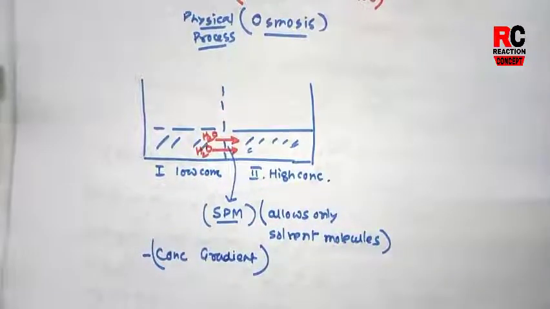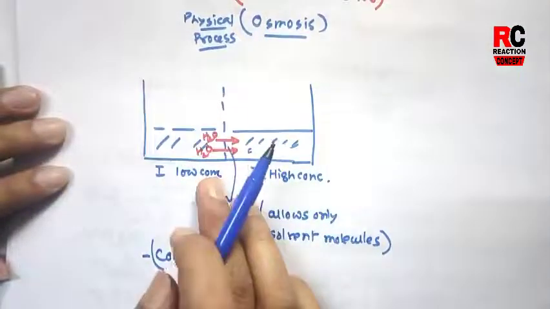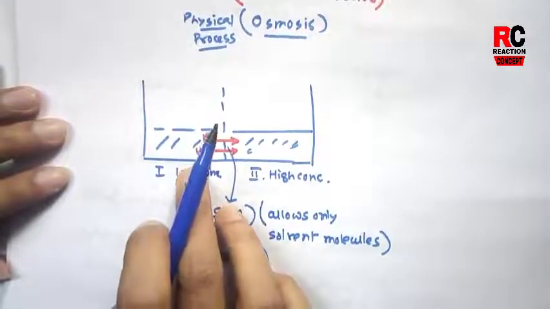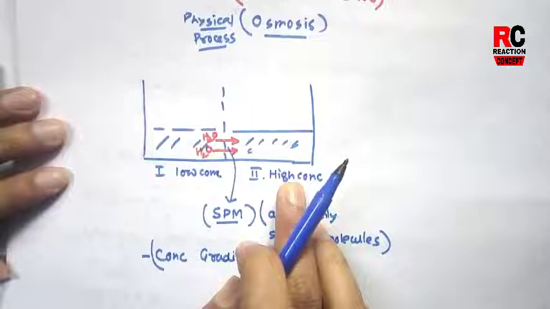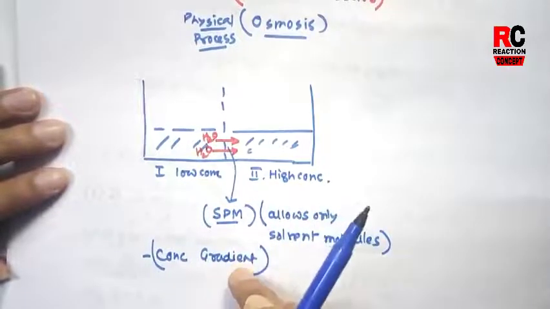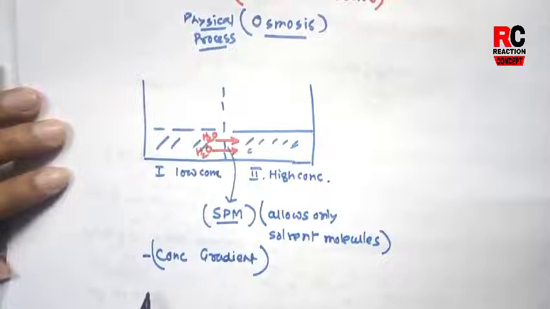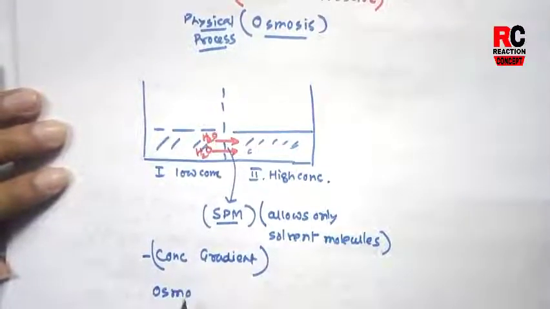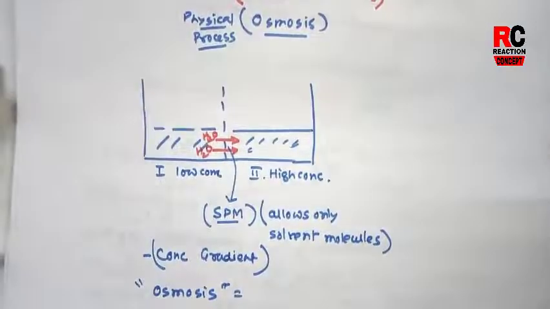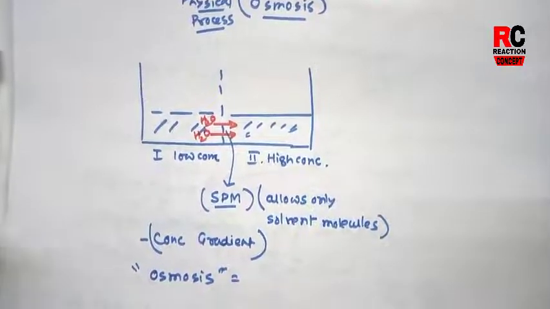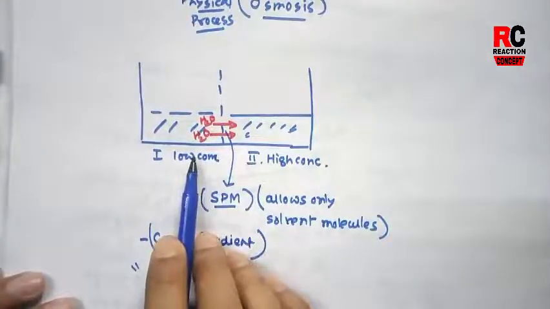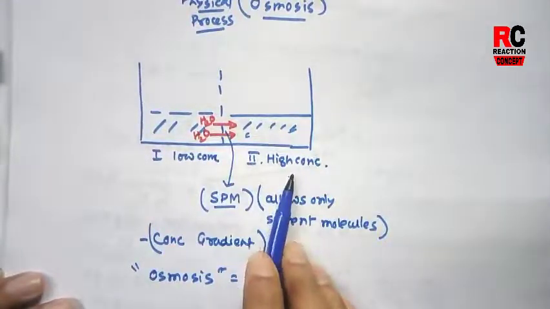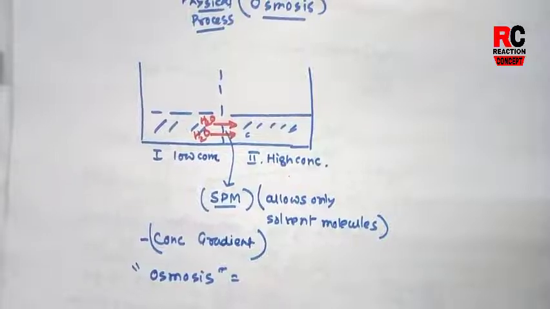And this flow of solvent molecules through a semi-permeable membrane from the low concentration solution to the high concentration solution to nullify this concentration gradient is called osmosis. So if we try to define osmosis, it is the flow of solvent molecules through a semi-permeable membrane from low concentration to high concentration. That is called osmosis.